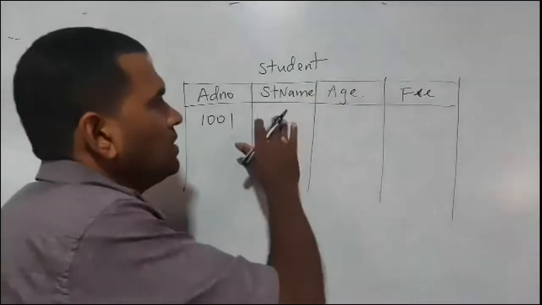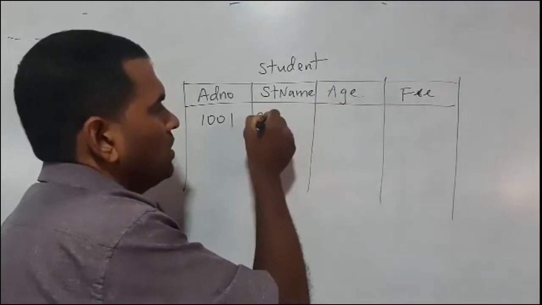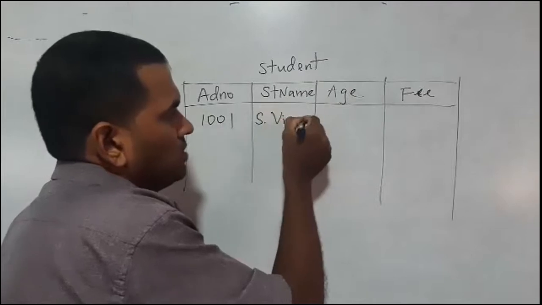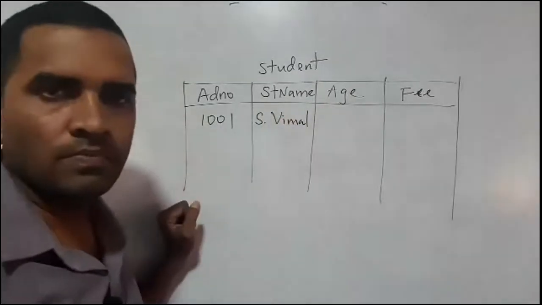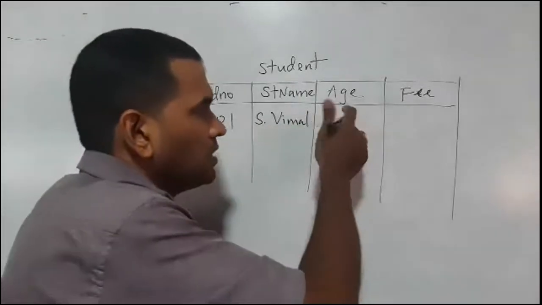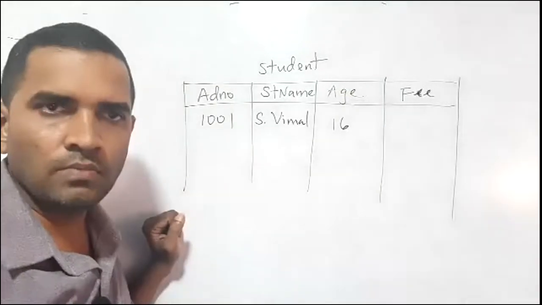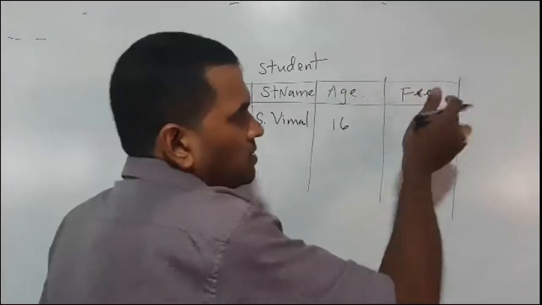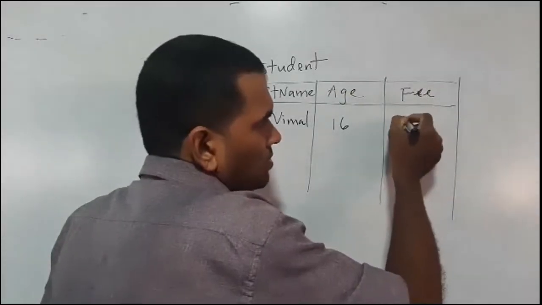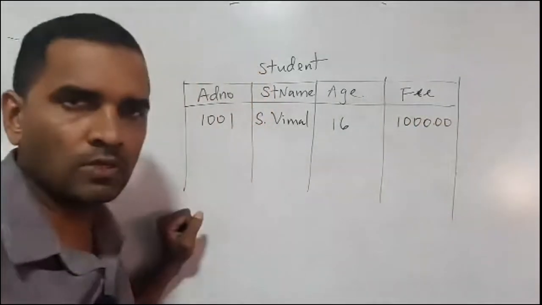Okay. Then the student name, let me give a meaningful name, like S. Vimal. This is student name. So student names always have text. Then age, definitely it is a number. So let me put 16 or something. It's a number. Then fees, okay, let me put like 1,000 rupees. Okay, 1,000 rupees.